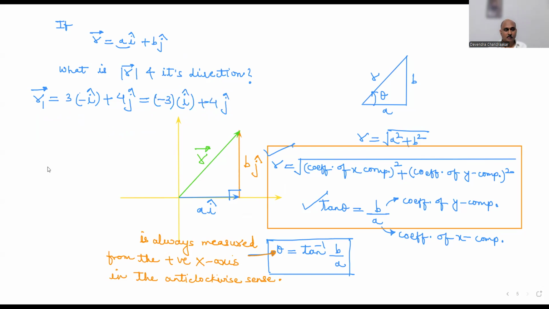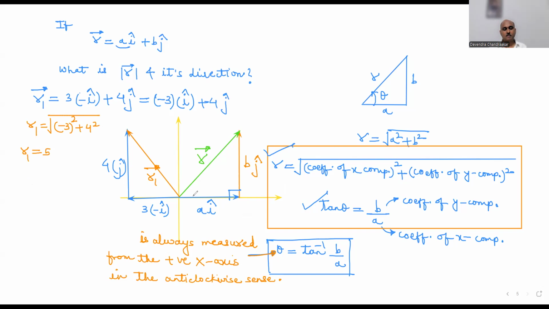Okay. Now you draw it here. It's minus 3 i cap plus 4 j cap, right? This is minus 3 i cap plus 4 j cap, and the final vector is this vector. Okay. This is vector R1. Now pay attention. Magnitude of vector R1 is nothing but root of minus 3 whole square plus 4 whole square. Okay. So this is 5. I hope all of you understood this.